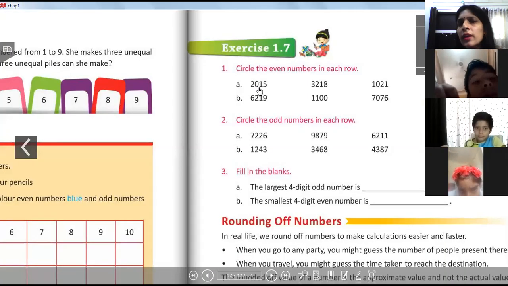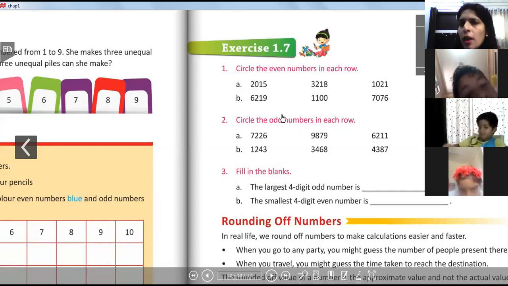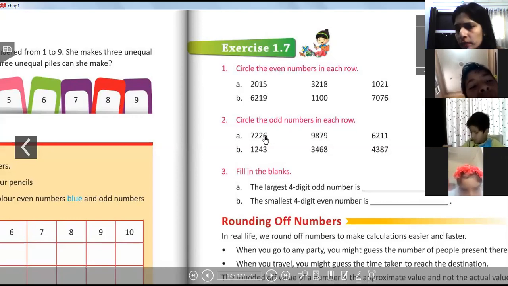Just like here, if we have to circle the even number, then what are we going to check? The digit at the ones place. As it is 5, this 2015 will be an odd number. But if the digit at the ones place is 6, it would be an even number. This way you can find out the even numbers and the odd numbers.